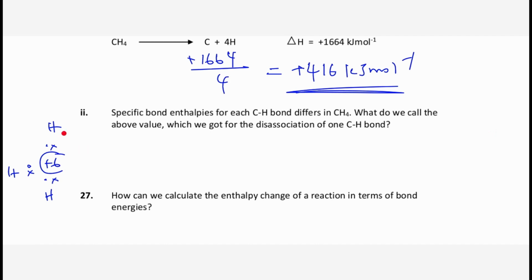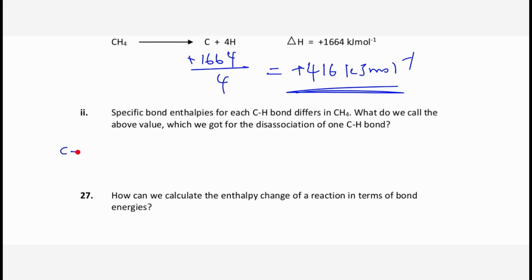If I further break another C-H bond, then this +6 is attracted now by only 2 electron pairs. Right, so now the effective nuclear attraction is much greater. If I break this C-H bond, the attraction is even more, and the last C-H bond is the most difficult to break. The attraction is the highest. So therefore, we understand to break each and every C-H bond, you need a different amount of energy.